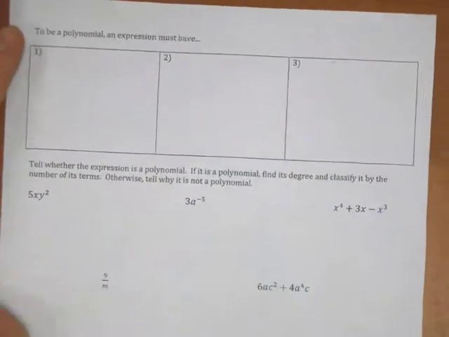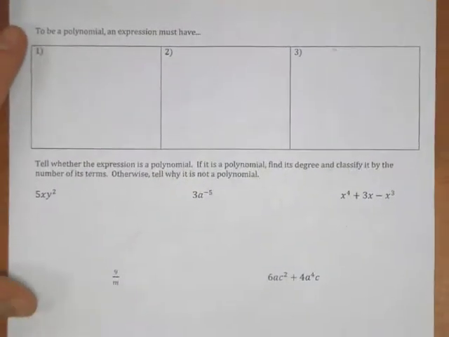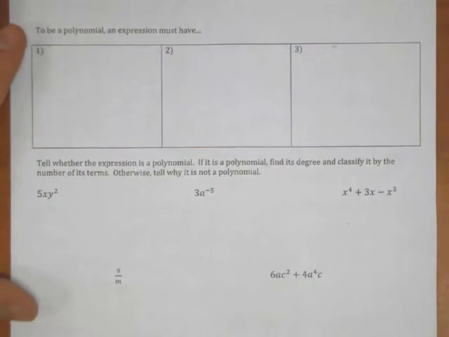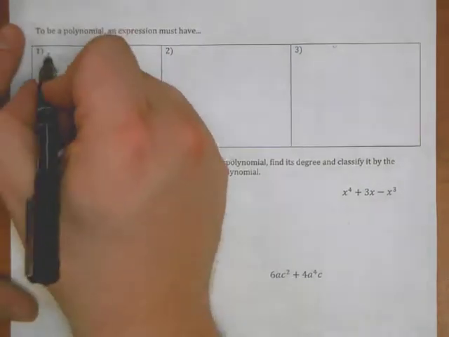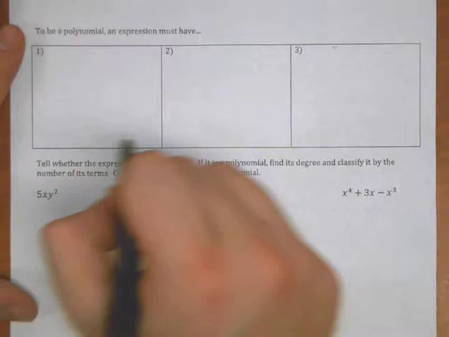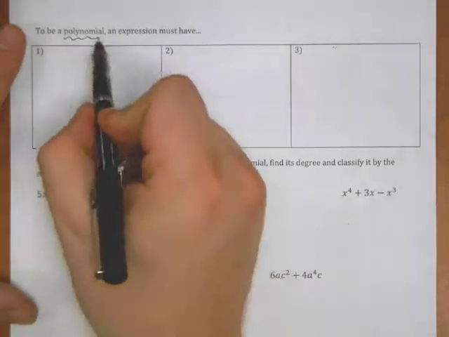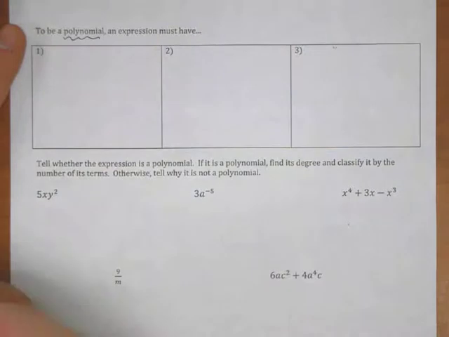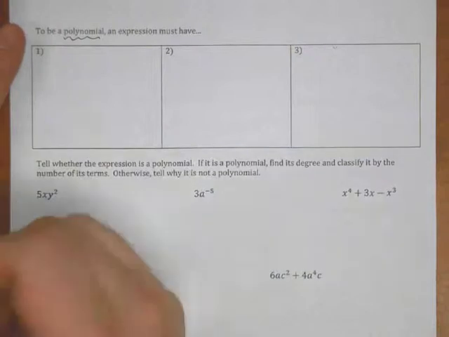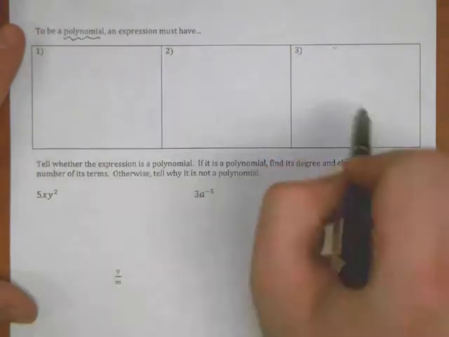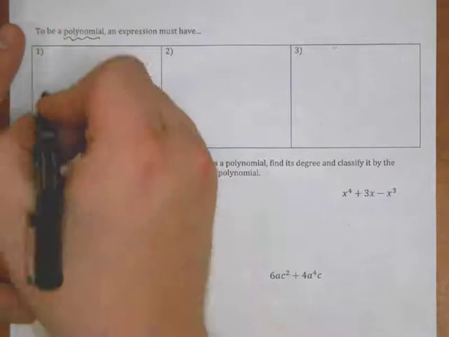Moving on to the backside. To be a polynomial, an expression must satisfy the following criteria. First, in these three boxes, I'm going to give you a list of things that we don't want to see. Polynomials are nice because they look normal, plain, and inviting, not intimidating. There's nothing weird going on. So I'm going to list three things that automatically rule out a polynomial.